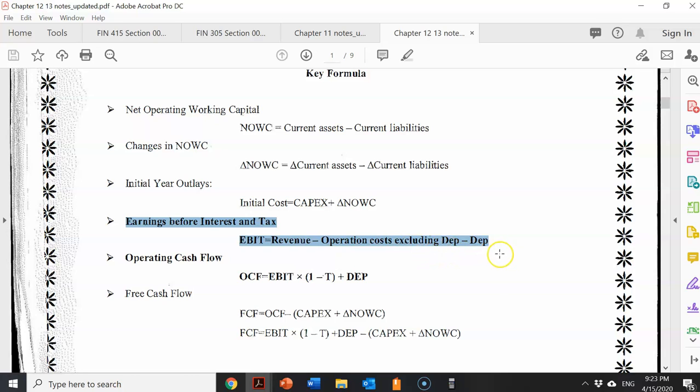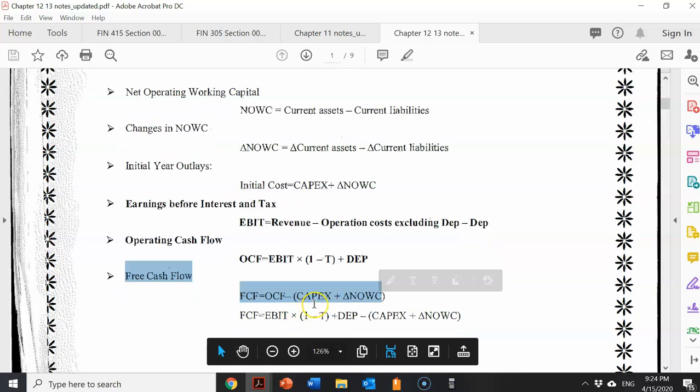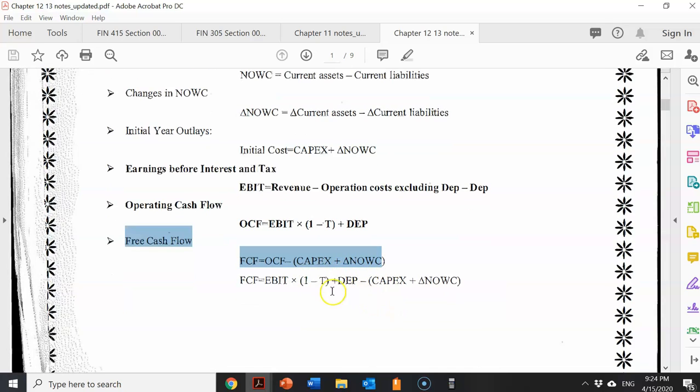The earnings before interest and taxation, EBIT, will be the revenue minus operating costs excluding depreciation, minus depreciation. The operating cash flow would be EBIT multiplied by 1 minus tax rate, plus depreciation. So the free cash flow would be the operating cash flow minus the sum of capital expenditure plus the change in net operating working capital.